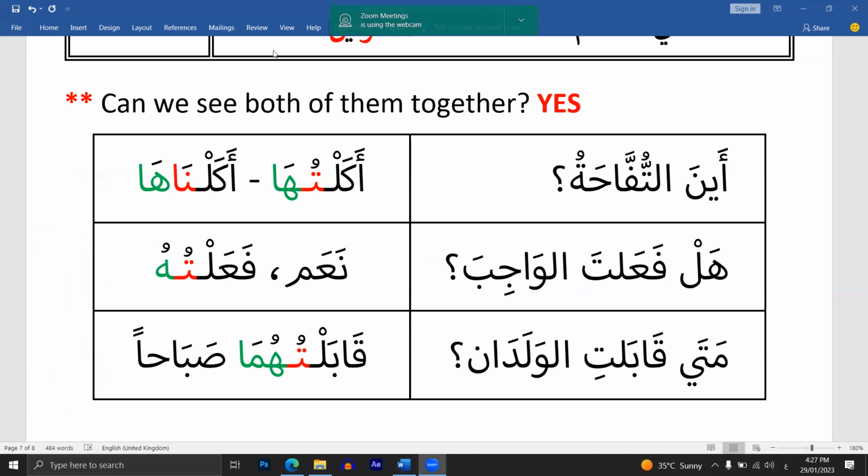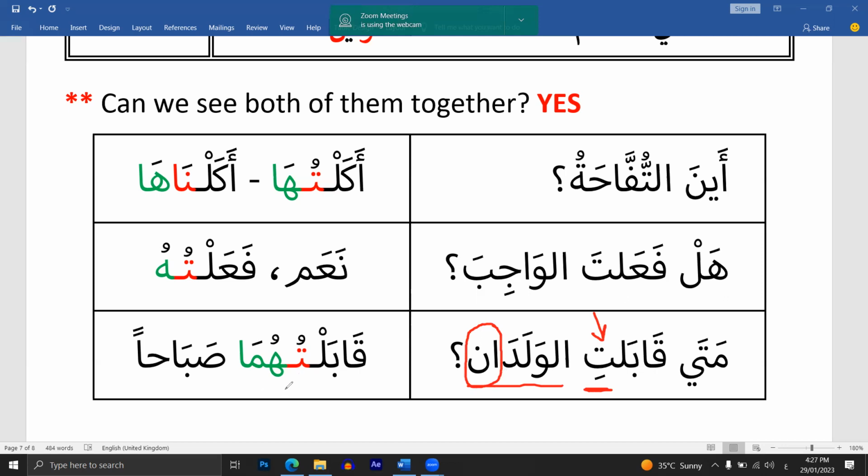You're welcome. Okay. The last one, I will do it myself. متى قابلت الولدان؟ From here, you can understand the person who is asking the question is talking to a female, from this pronoun because it's with kasra, قابلتِ. Okay, he's talking to one lady. And then this الولدان, it's dual, masculine dual, because we have this alif and noon. This is the indication for dual.